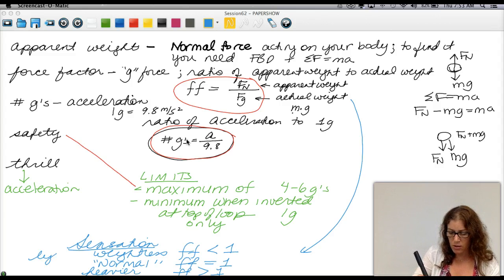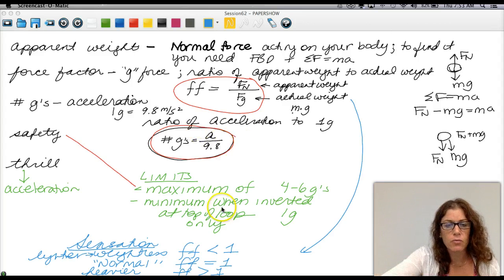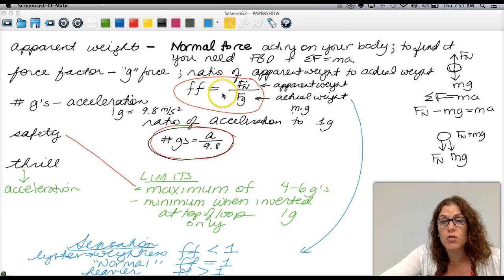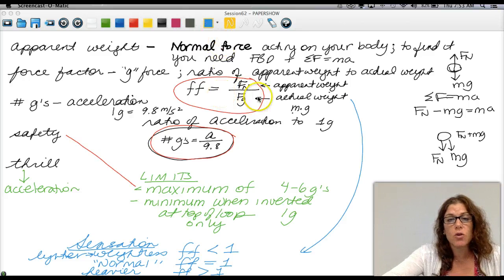Okay, this is lighter than normal. When force factor is less than 1, you feel lighter; greater than 1, you feel heavier. You feel pushed into your chair. So that's why we're going to do this, so you can interpret what's going on at different parts of the ride. Keep these terms in mind when you're doing your roller coaster ride analysis.